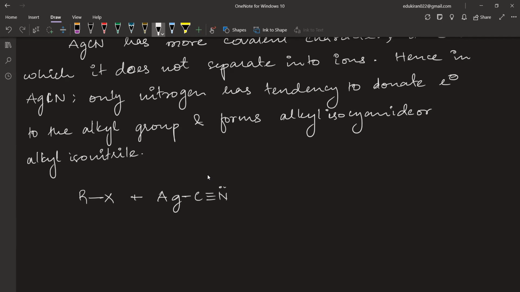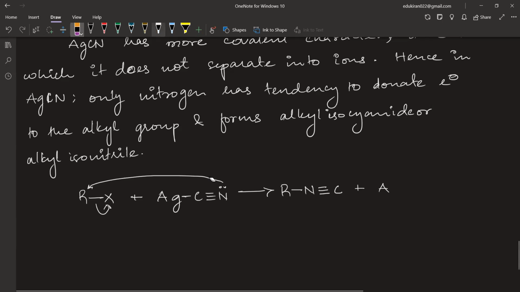Nitrogen with triple bond, it will always have one lone pair. Now this lone pair will attack on R group. This X will leave, and you will be getting R N triple bond C. यहाँ पे lone pair रहेगा as it is, plus AgX. Oops, wait a second. This lone pair is already done, so it will not be here. Plus AgX. This will be the product.